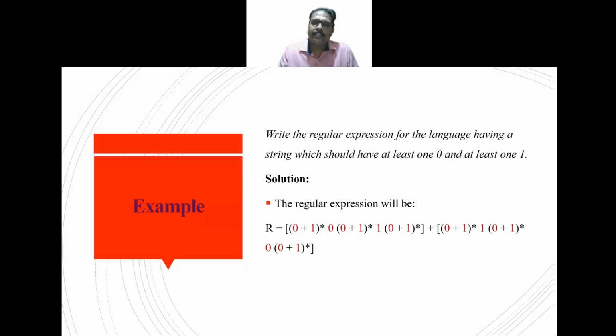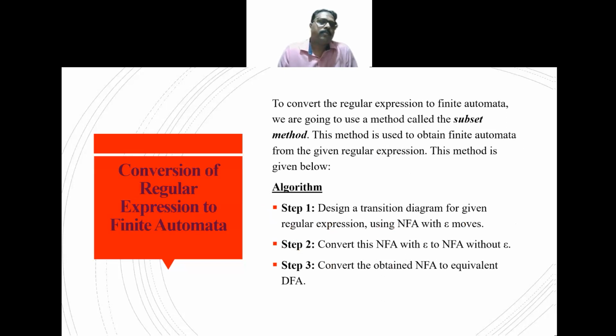Then we shall move to the second part, how these regular expressions can be converted to finite automata. Conversion of this regular expression to finite automata. To perform this conversion, we are using a technique or an algorithm known as the subset method. This method is used to obtain finite automata from the given regular expression. The algorithm is given below. It consists of three steps.